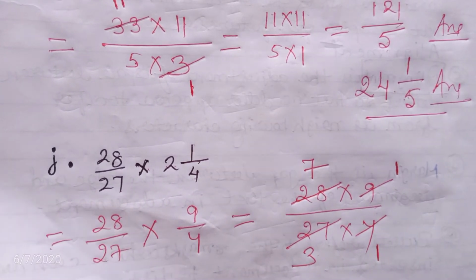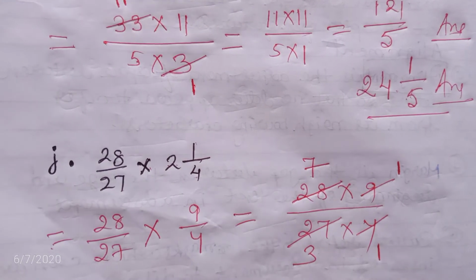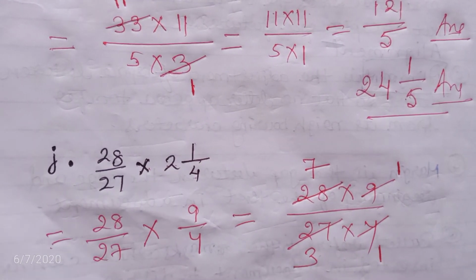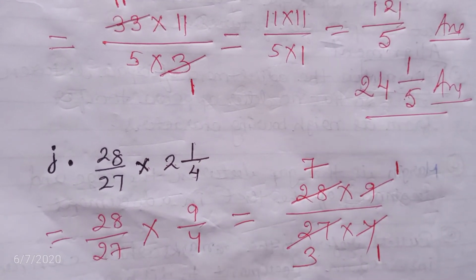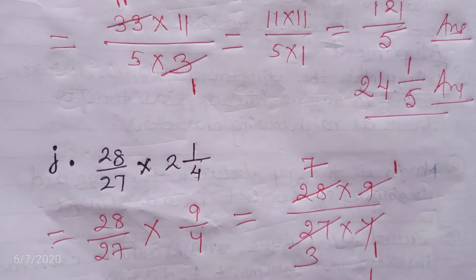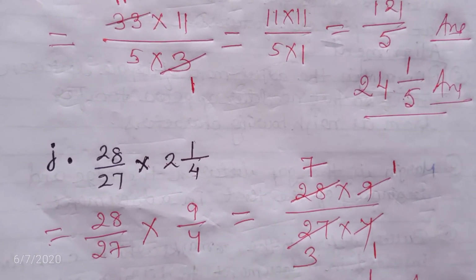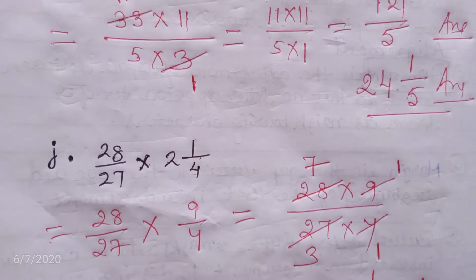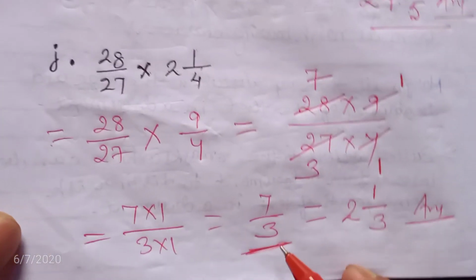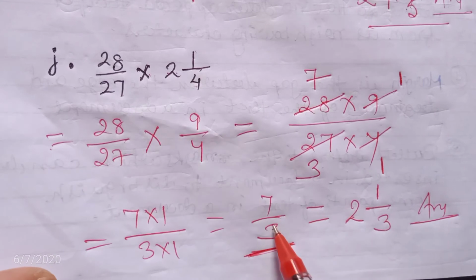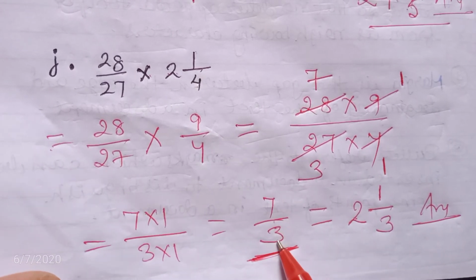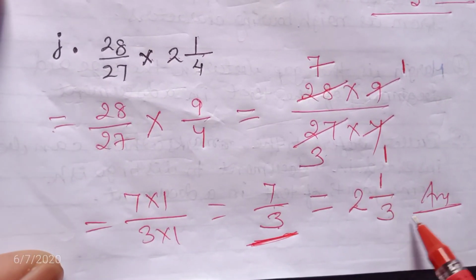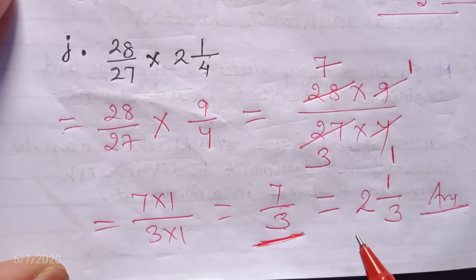It is an improper fraction. You can convert it into a mixed fraction. 3 2s are 6, 2 quotient, 1 will be remainder. Then 2 whole 1 by 3. This can be the answer. This also can be the answer. 7 by 3 is the improper fraction answer and 2 whole 1 by 3 is the mixed fraction answer.